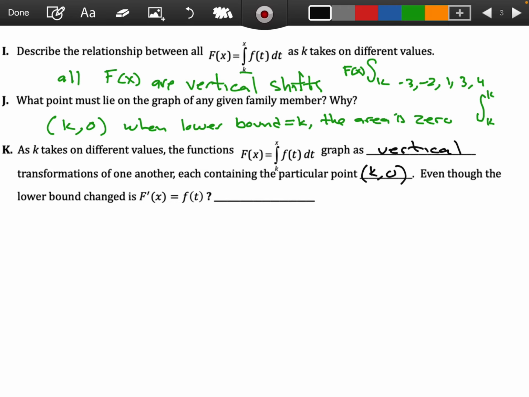And then even though the lower bound changed, the derivative of capital F is still equal to f of t? Yes, because we said that the integral is the antiderivative. So if you take the derivative of that, it would undo itself, okay? All right, that's for example 4.